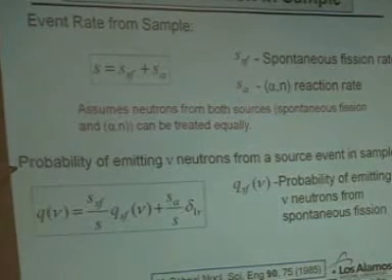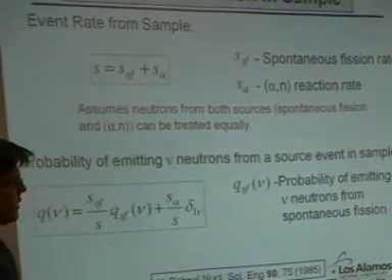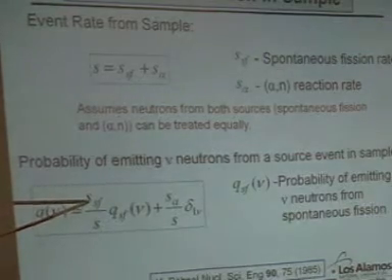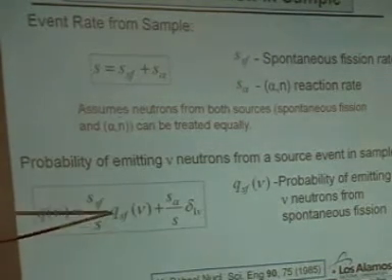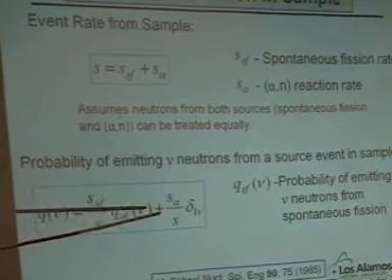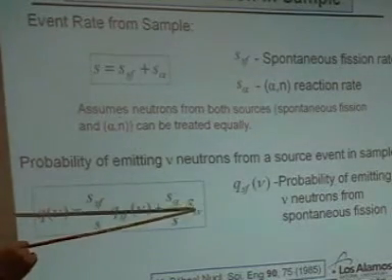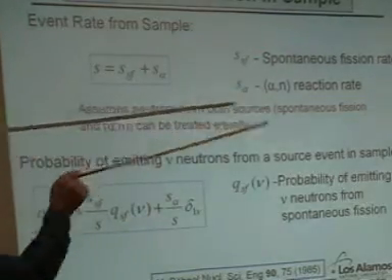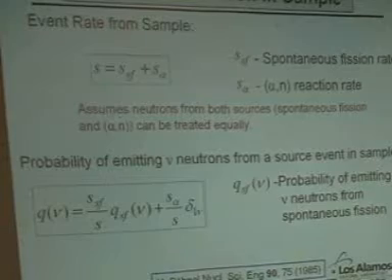I'm going to introduce another quantity, which is the probability of emitting n neutrons from a source event in the sample. We'll call it Q. And all this is going to be is just the relative amount of spontaneous fission reactions that are occurring in the sample times the probability of emitting n neutrons from spontaneous fission, plus the relative number of alpha-n reactions that are occurring in the sample times a delta function, because only one neutron comes out of the alpha-n reaction. Okay? I'm going to do some more definitions on the next slide.